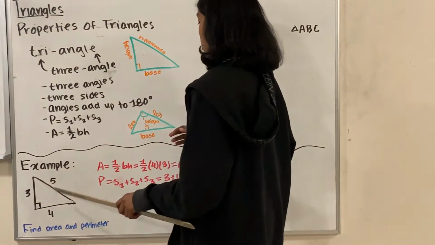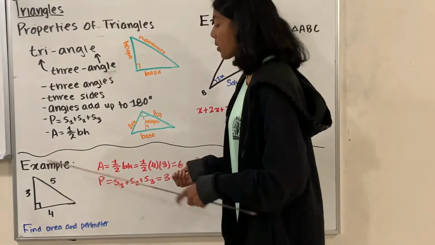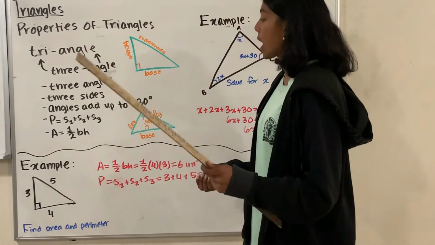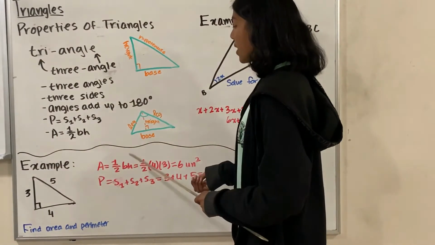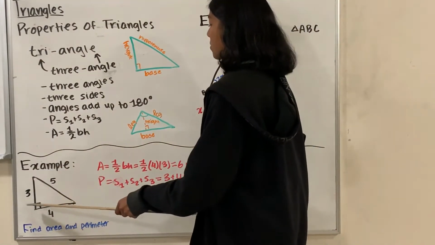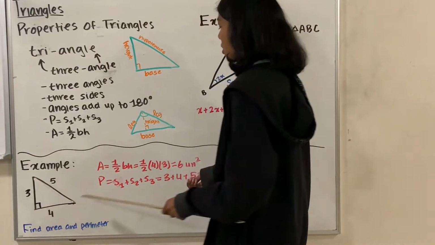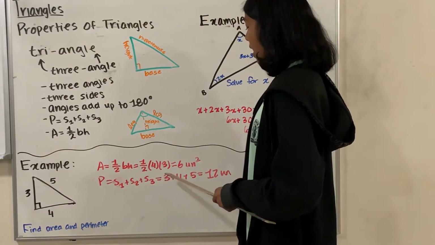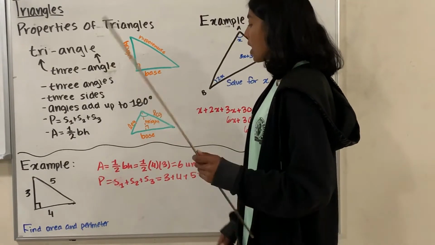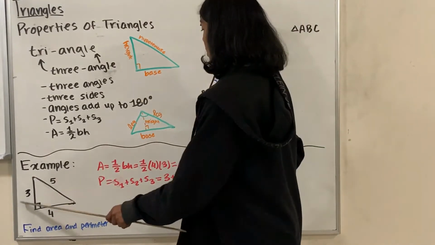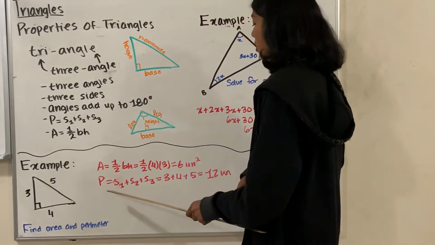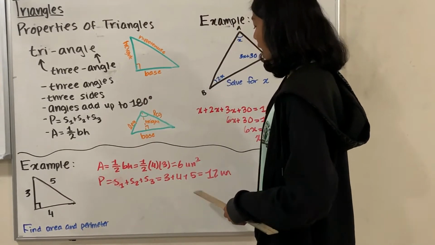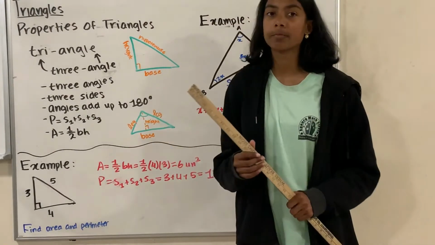So let's try another example. We have this right triangle here. It's a 3, 4, 5 one. And we want to find the area and perimeter. Well, area is easy. 1/2 base times height. 1/2 times the base and the height, which is 1/2 times 4 times 3. 4 times 3 is 12, half of that is 6. 6 units squared. And for our perimeter, we're just adding 3, 4, and 5. So side 1 plus side 2 plus side 3, or 3, 4, and 5, add up to 12 units.